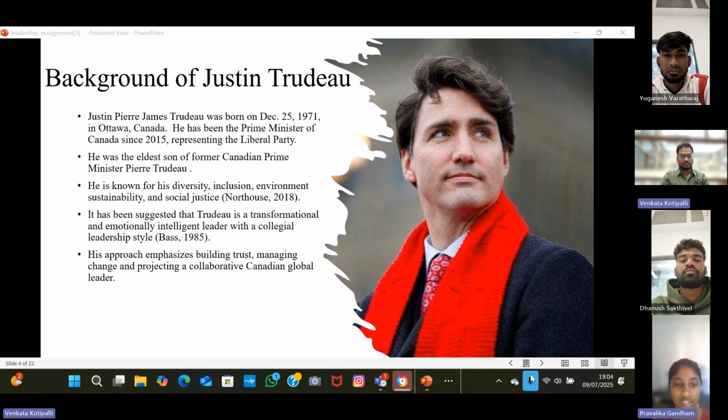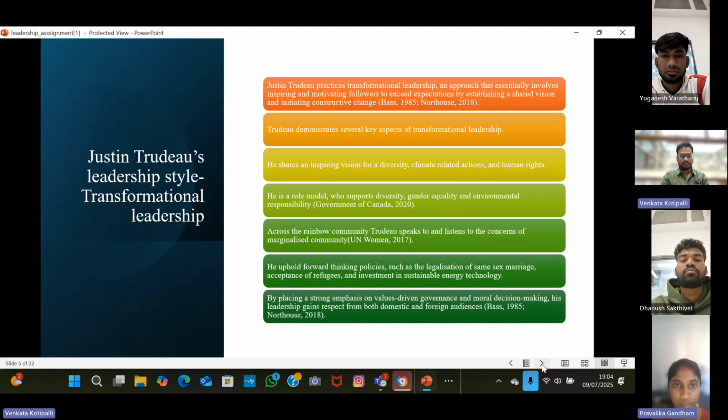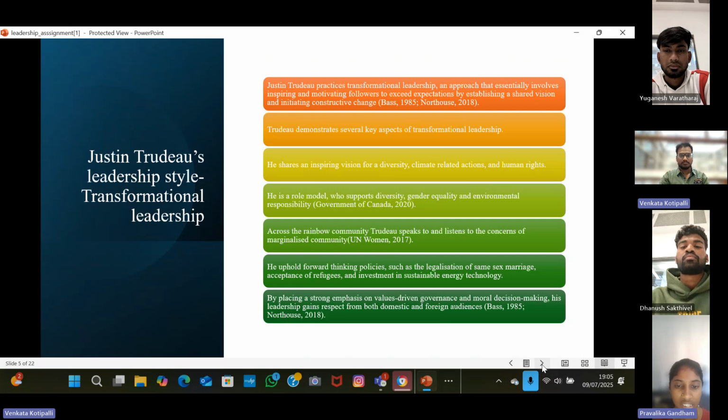The next slide is about Justin Trudeau's leadership style: transformational leadership. Justin Trudeau follows a transformational leadership style where he inspires and motivates people towards shared goals. He focuses on values such as inclusion, equality, and sustainability. His leadership is centered on building trust, encouraging change, and creating a positive global image for Canada. This approach helps him connect with diverse communities while driving policy initiatives aligned with ethical principles.